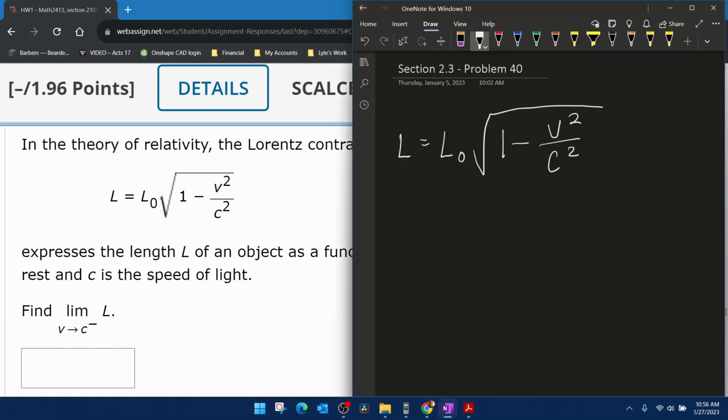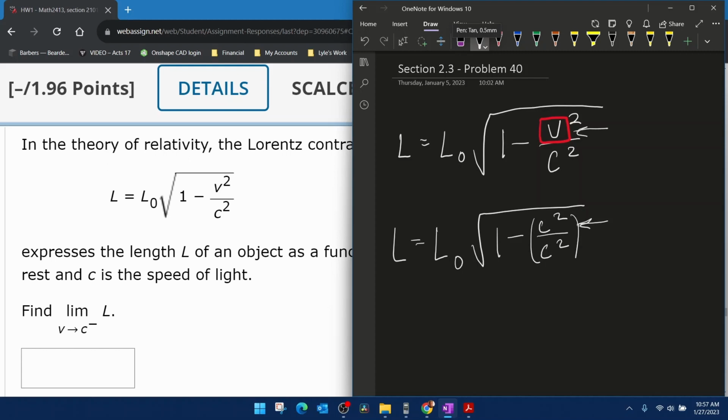So what we can do in our scratch work is we can look at what's going to happen as the velocity right here approaches c. And one of the ways we can evaluate this is we can say, well, what happens if the velocity is c? That's going to give us 1 minus c squared over c squared. Again, the velocity approaching c, we can say, well, what happens when it gets to c? Well, it becomes c squared.